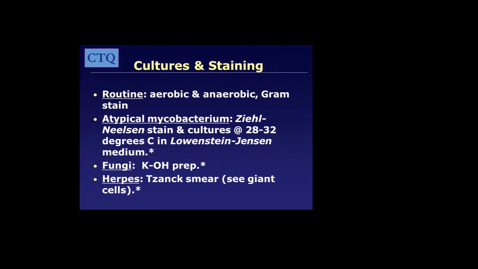As far as staining, for routine staining, aerobic, anaerobic, and gram staining should be done. If you're suspecting an atypical mycobacterium, then you have to culture them at low temperature using Lowenstein-Jensen medium with Ziehl-Neelsen staining. If you suspect sporotrichosis, a fungal infection, then you should do a potassium hydroxide prep. Finally, if you're considering herpetic whitlow, then a Tzanck smear is the way to go to look for giant cells.